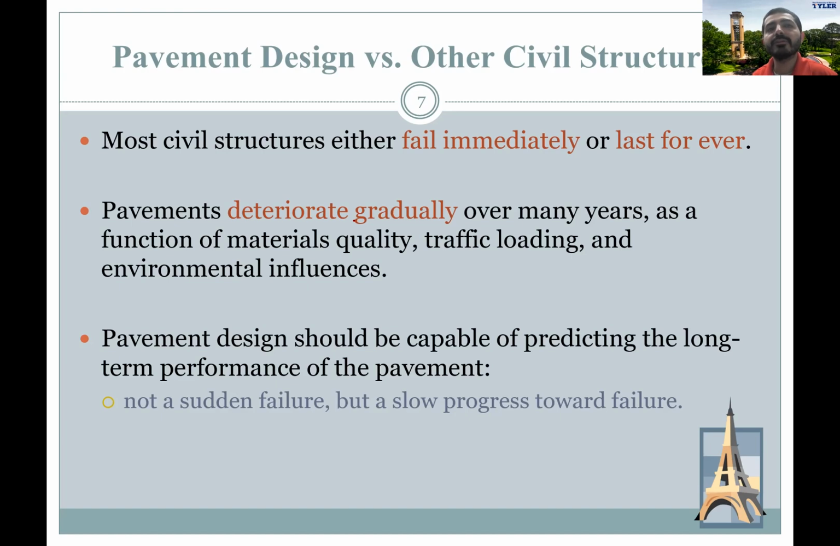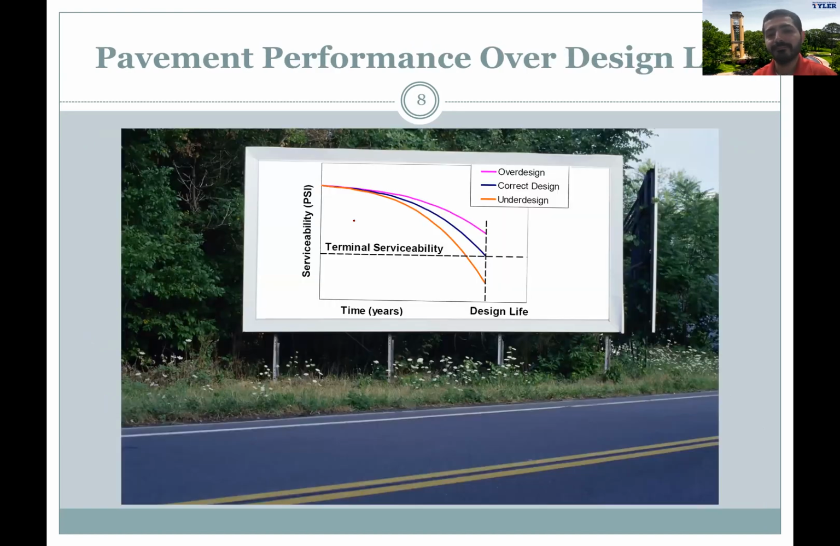However, pavement structures deteriorate gradually with time. So you build a brand new road, it looks nice, looks neat, very smooth. You would love to drive on a newly paved road, but then with time they gradually fail, and it takes years, sometimes 10, 15, 20 years, depending on the thickness of the layers and the quality of the material. But it fails gradually with time. It's not a sudden failure, but a slow progress towards failure.